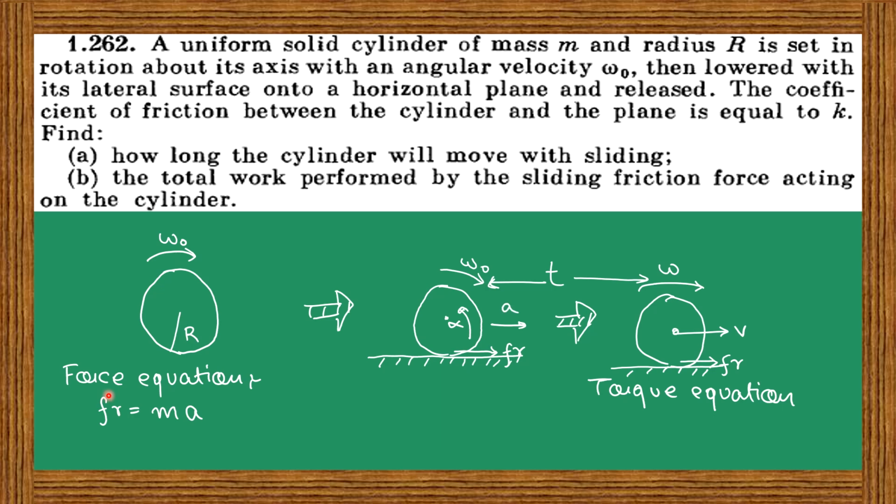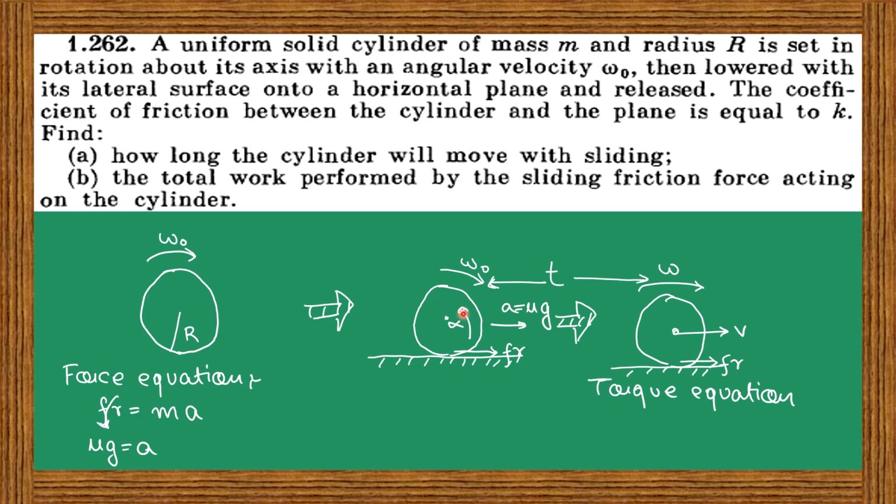Now, what is the value of this friction force? Is the surface here slipping? Obviously, if I rotate it to omega naught and drop it on a surface, this surface will slip for some time. When there is slipping, the value of the friction force is nothing but mu N, which is mu mg. So mu mg equals m into a, or a equals mu g. So from my force equation, the linear acceleration is mu into g.